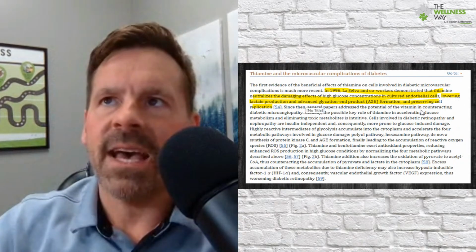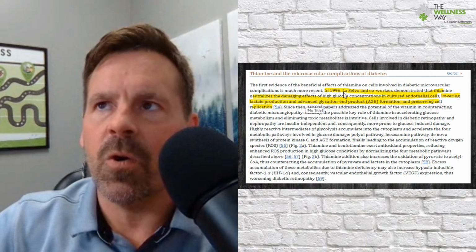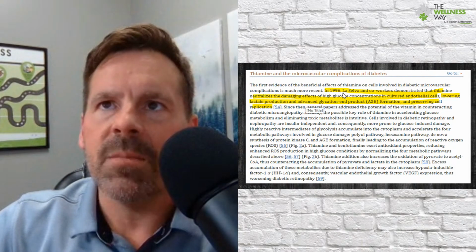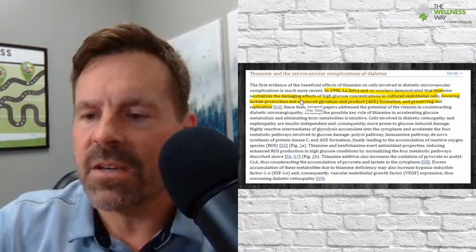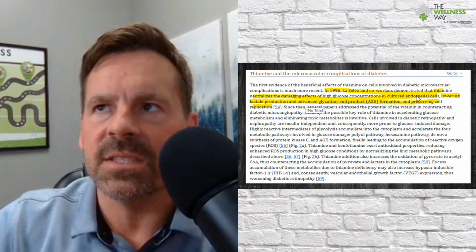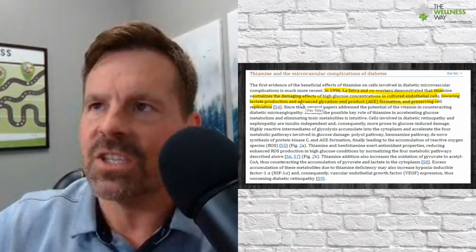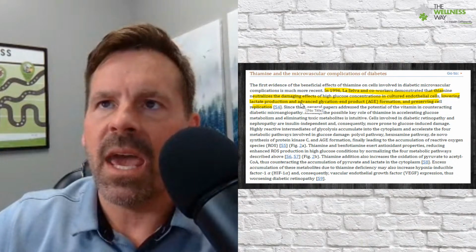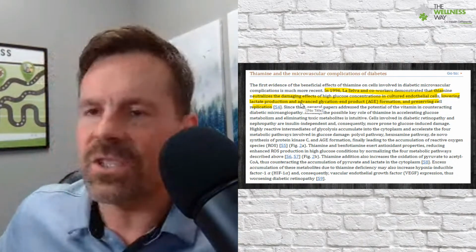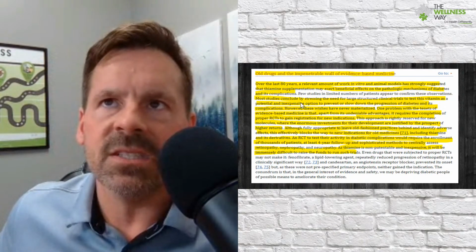Thiamine and microvascular complications of diabetes. In 1996, La Selva and coworkers demonstrated that thiamine neutralizes the damaging effects of high glucose concentration in cultured endothelial cells, lowering lactate production and advanced glycation end stages formation and preserving cell replication. So we know that it plays a role in advanced glycation end stages.